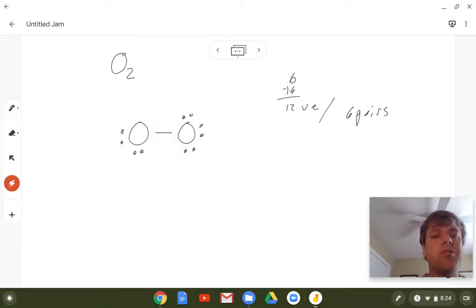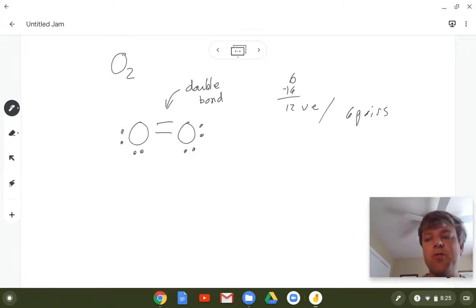So we can solve this by seeing if this oxygen here could maybe share another pair of electrons with the other oxygen. And so we can take away one of these pairs of electrons and share it. And we end up with something like this. And that is what we would call a double bond.